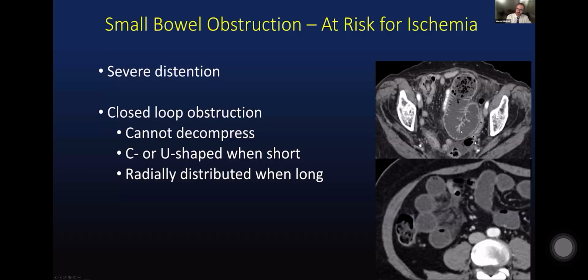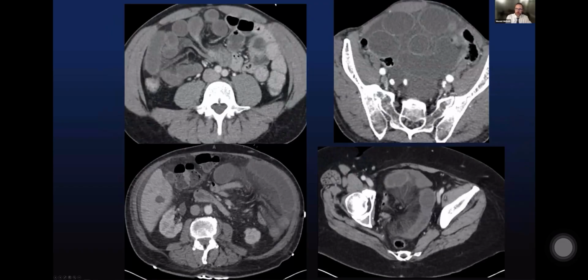But if you see this C or U-shaped bowel loop that's obstructed, or again, when a longer segment is obstructed, this radially distributed clumping of bowel loops, you should think about the possibility of a closed loop obstruction and risk for ischemia. Here are a few patients who have long segment closed loop obstructions.